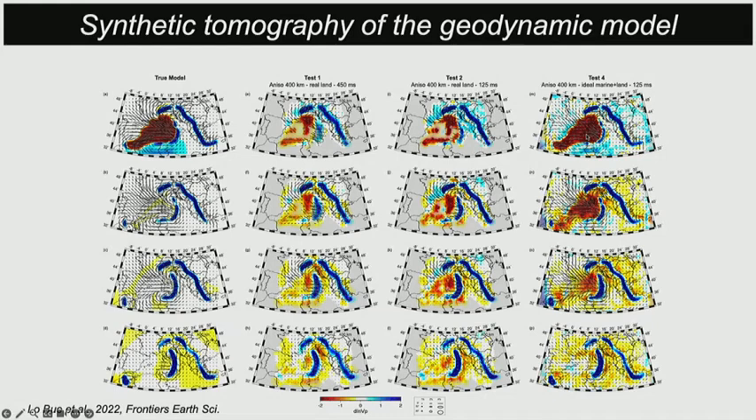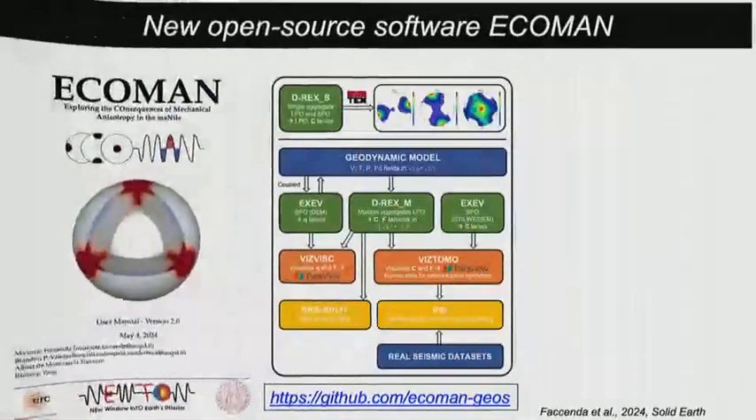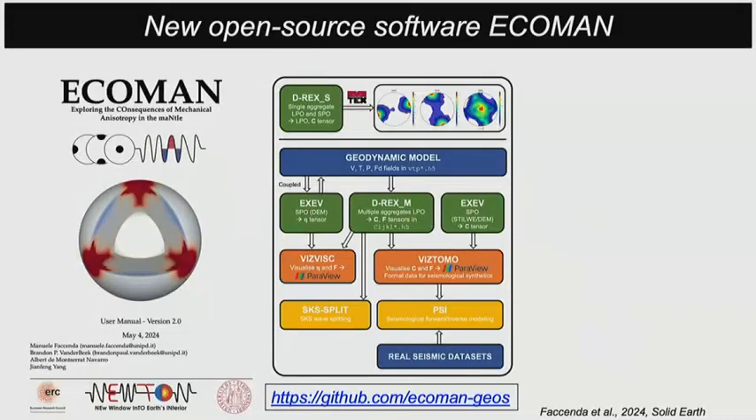Because once again we are using teleseismic phases, it's difficult to locate vertically the low velocity anomaly which is at the surface. And so what happens is that the low velocity anomaly gets smeared vertically over the entire upper mantle.